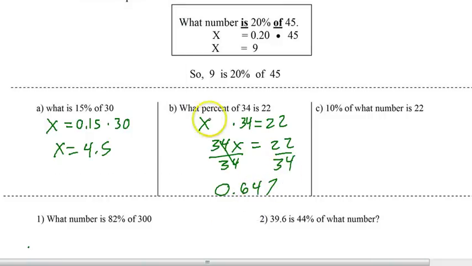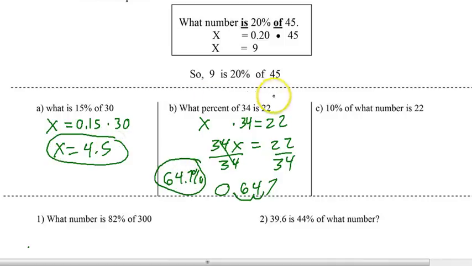Now, this is a decimal, and it wants to know what percent, so we have to now convert it into a percentage. So we move it over 2, and that gives us 64.7%. That is the answer. So what percent of 34 is 22? 64.7. So 22 is 64.7% of 34.